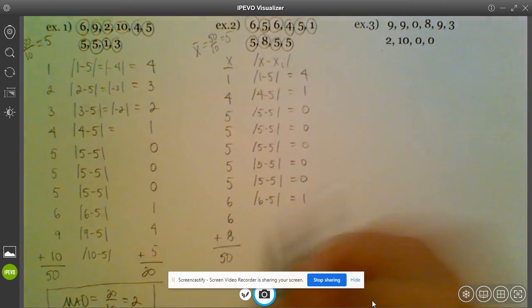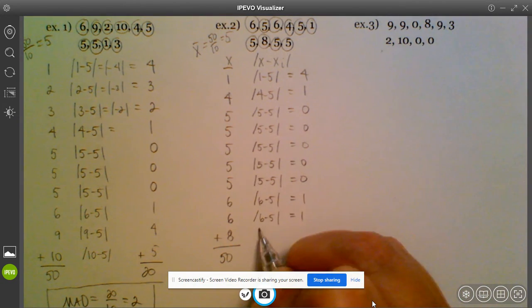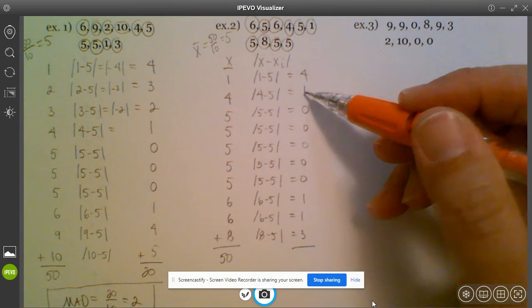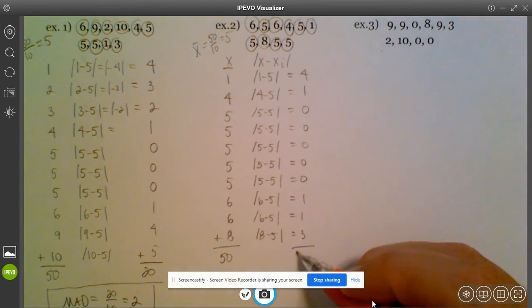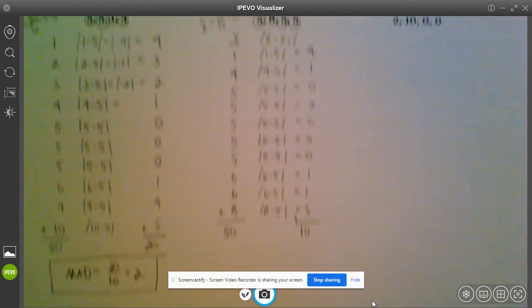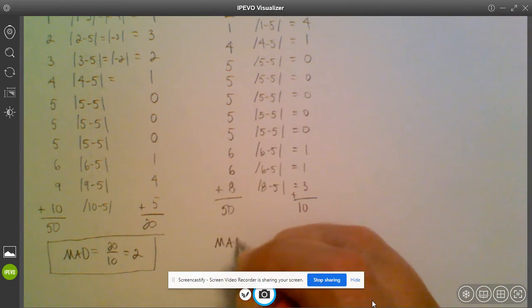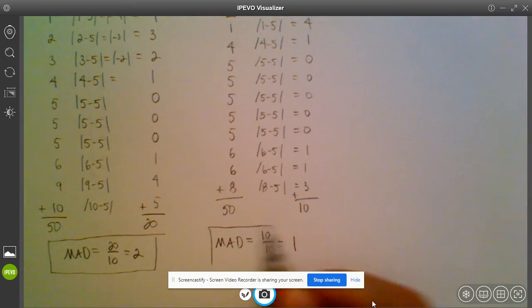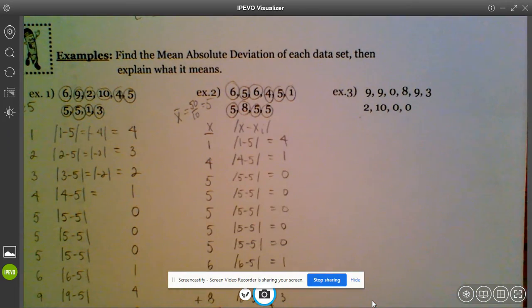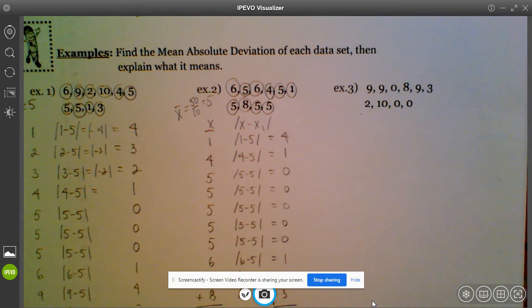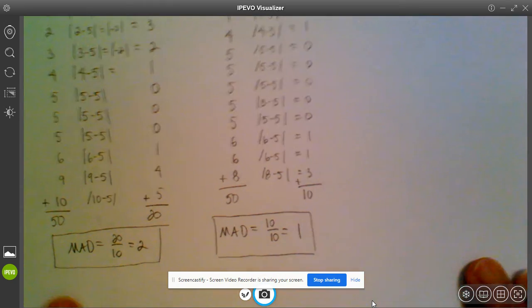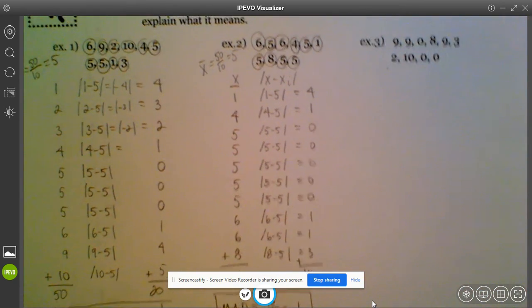6 minus 5. 6 is 1 unit away. 8 is 3 units away. Okay, so when we add these up, 4 plus 1 is 5, 6, 7, 8, 9, 10. So when we add these, we get 10. And therefore, in this problem, my mean absolute deviation is 10 divided by 10, which is 1. Okay, so what that means is the average distance of these numbers from the mean of 5 is 1. Okay, so I have a mean absolute deviation of 2. I have a mean absolute deviation of 1. So we'll think about that for a second.